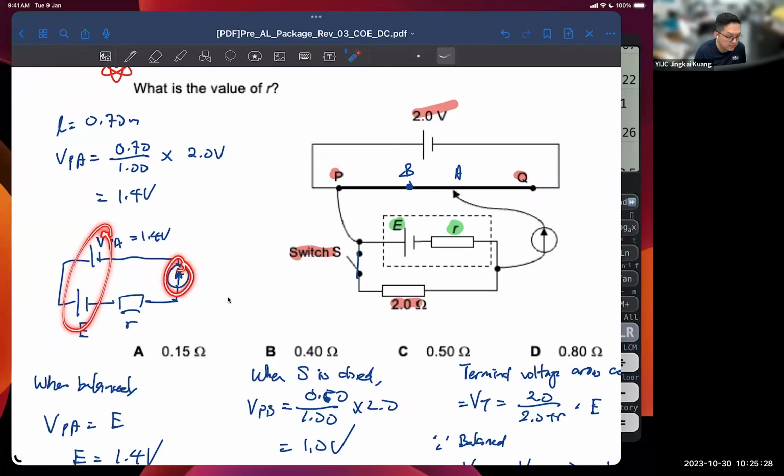If you do not get zero here, that means you will be able to detect any small current. The moment you detect a small current here, that means VPA is not the same as E. That means you have not balanced it. That means you need to adjust VPA over here until you get your galvanometer reading to be zero. So this guy is working like a voltmeter there.